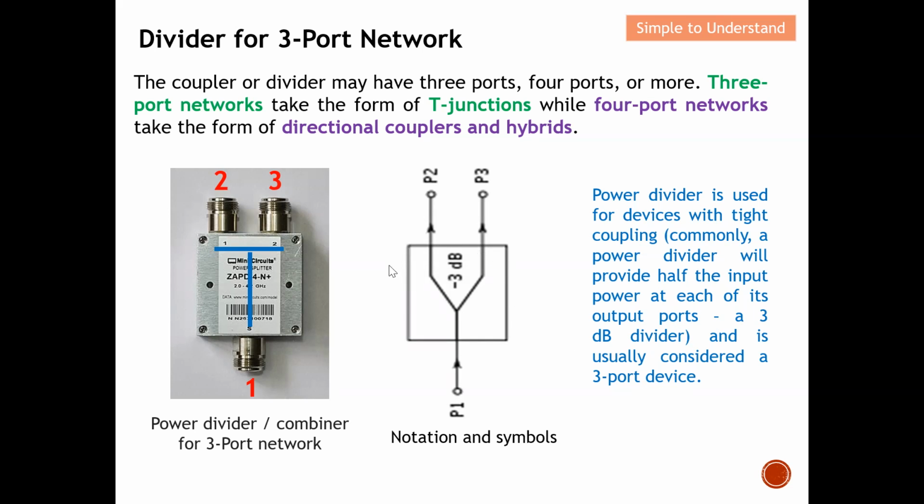So basically, this diagram here actually shows a 3 dB divider, as it evenly splits the power of P1 into P2 and P3. P2 will be equal to P1 over 2. P3 will be equal to P1 over 2. So this is a very simple discussion on a 3 dB divider.